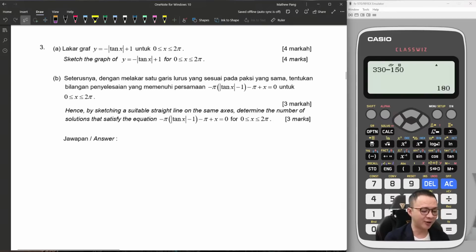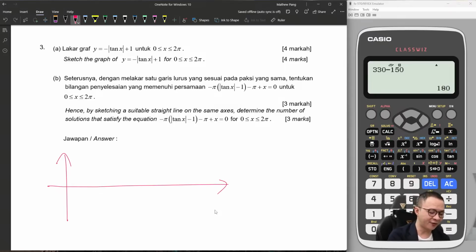Okay, next one. For this one, tangent and modulus, and in front of the modulus there is a minus. Then we got plus 1. So this is what I will do. First thing is you need to understand what the meaning of modulus is for a tangent graph first. So the original tangent graph actually looks like this.